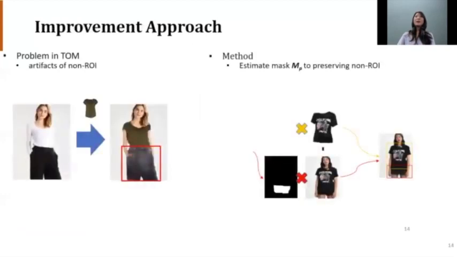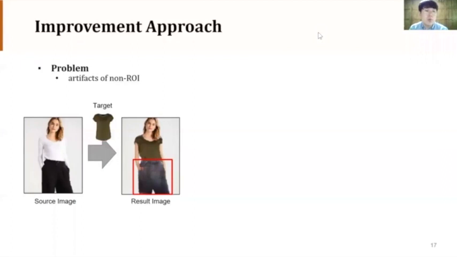Okay, then we'll talk about the improvement approach. One of the problems in VITON is artifacts in non-ROI. For example, the purpose of VITON is changing a top, but VITON generates artifacts in the pants in the final image. That is caused by the fact that the final image is composed from the intermediate image generated by GAN in the try-on module.